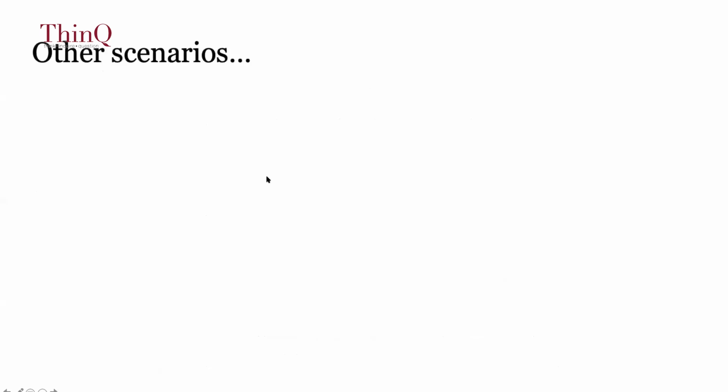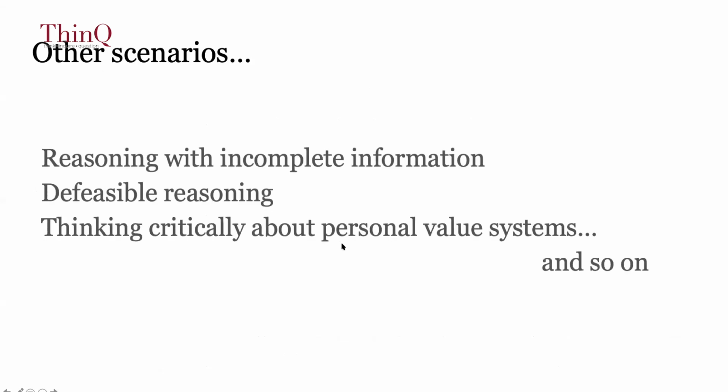There are other scenarios where we might have to reason with incomplete information, where our judgments might change based on information that we receive later. For example, in situation X, we might consider something to be ethically right. But when you learn something more about that situation, your judgment changes. We use something called defeasible reasoning in that case as a tool. We can also use this process to think critically about our personal value systems. And there can be other scenarios which explore these kinds of situations.